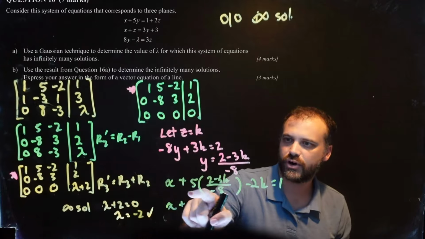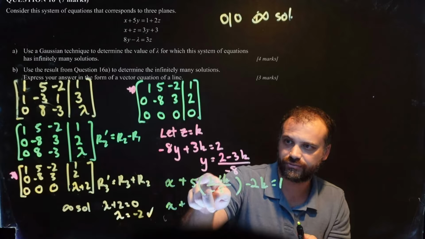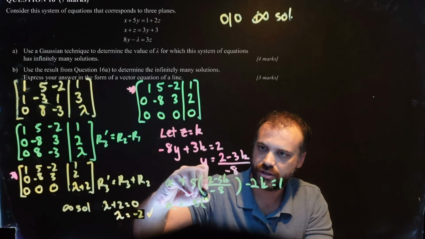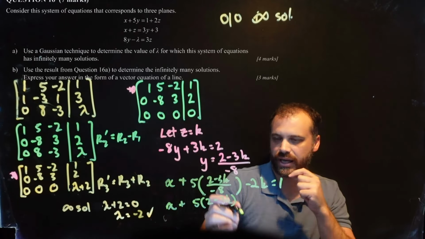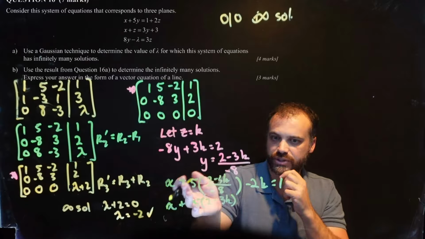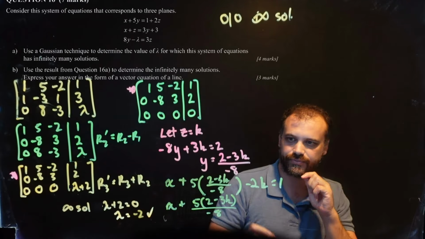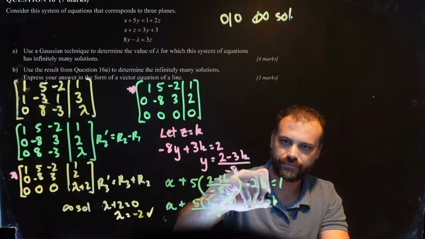X plus 5 times a fraction is the same as 5 times the top of the fraction. Some people do 5 times this and 5 times this. No, it's 5 times 2 minus 3k. And then we're going to take that and divide the whole thing by negative 8. Just like that. And then this negative k, let's just put it over the other side, maybe 1 plus 2k.